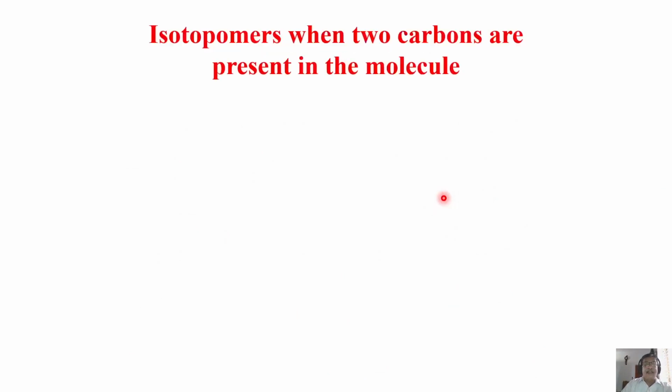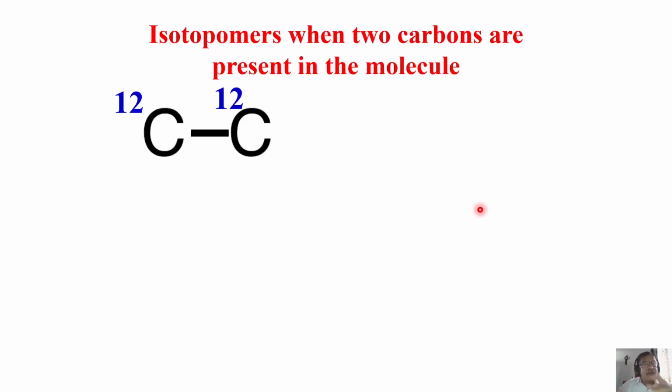With this idea, let us see what happens if there are two carbons in the molecule. How many isotopomers can we think of? There are two carbons which are bonded. I'm not worried about the complete structure, just concentrate on the CC fragment. This carbon can be 12, and this carbon can be 12. What is the probability of that? This is 99%, and this is 99%. Together, the probability of both of them being carbon 12 is about 98%. NMR inactive.